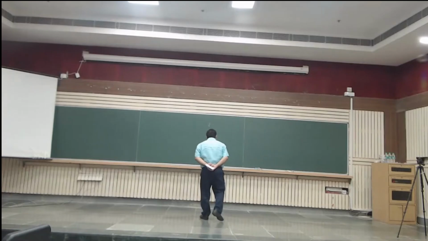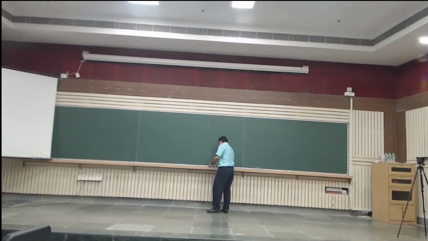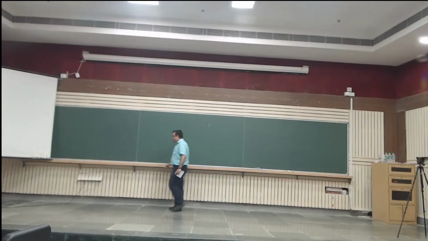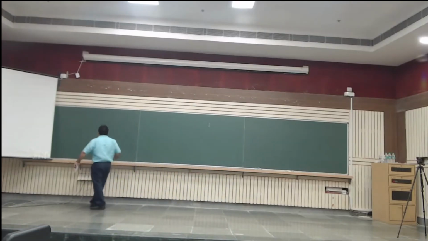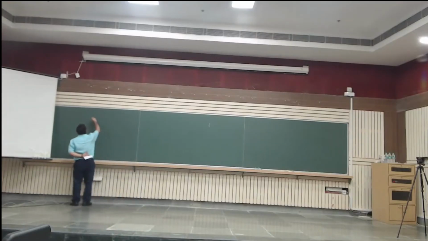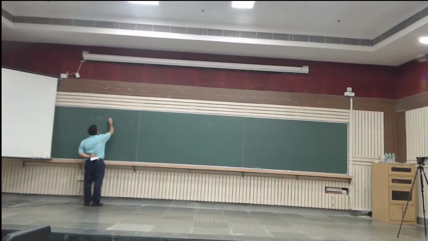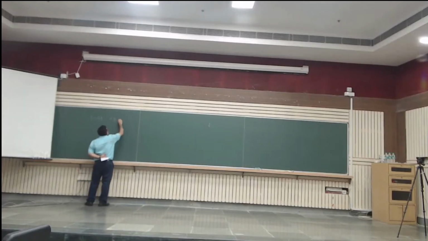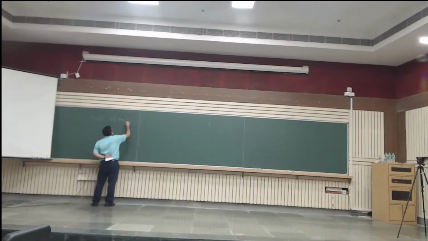So I'll start with where it all began more than 2,000 years back. It started with Euclid, who wanted to prove that there are infinitely many primes. Of course, everyone knows what primes are, so I'm not going to give the definition of prime. Euclid proved there are infinitely many primes. I don't know exactly when it was, more than 2,000 years ago.